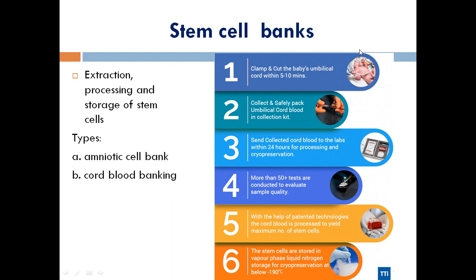First, they have to be collected from the umbilical cord of a baby. After parturition, that is the birth of a baby, within 5 to 10 minutes, the umbilical cord has to be cut. The umbilical cord is a connection, a tube between a mother and a fetus. In that, the inner cell mass, that is embryonic stem cells, is present. After the birth of a baby, within 5 to 10 minutes, it has to be cut safely with the help of a doctor.